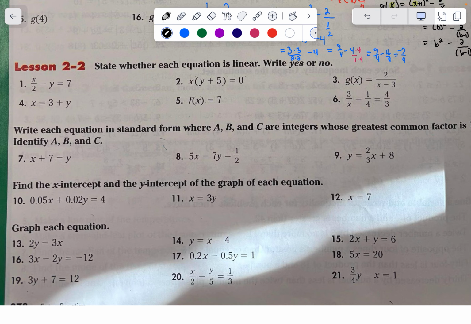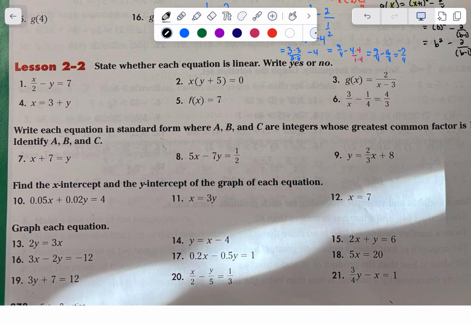Now let me give you the rules because I don't want to give you the answers just yet. I want you to think about it a little bit. If an x and y are multiplied together, nope. If the x or the y has a power on it, nope. If the x is in a denominator, nope. Okay, so those are the no's. If it's just something x plus something y equals a number, that's a yep. So in 2-2, 1 through 6, half of them are yeses and half of them are no's.